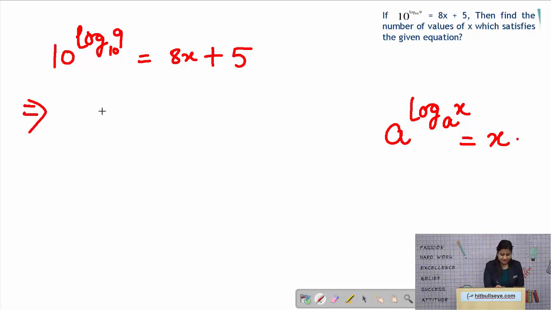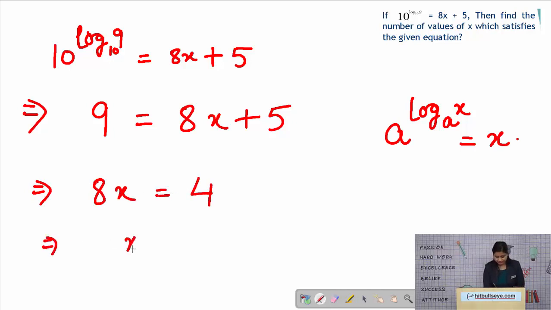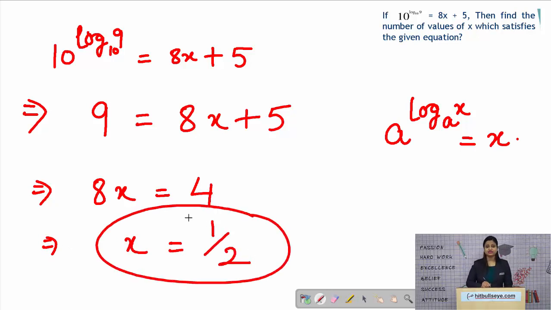So this can be written as 9 is equal to 8x plus 5. Now it's a simple equation, that is a linear equation. As we know, we have only one solution to a linear equation. That will be 8x is equal to 9 minus 5, which comes out to be 4. So x will be half in this case. See, the solution is not asked. We are not interested in finding the value of x. Rather, find the number of values of x. So what will be the answer in this case? It will be 1.